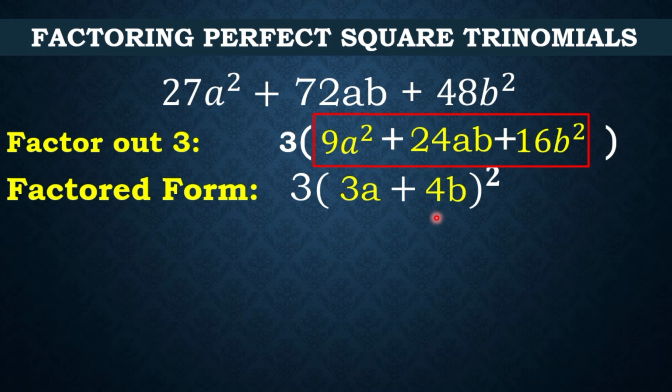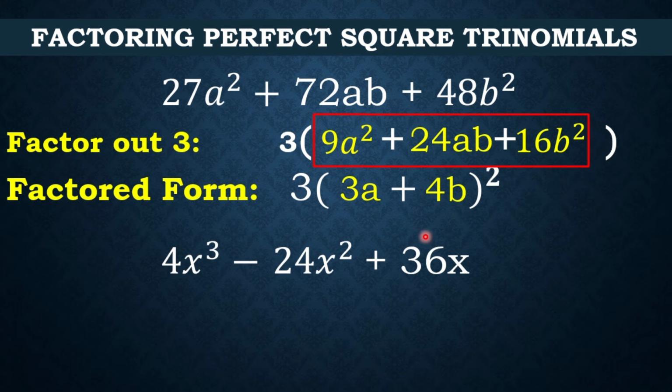So, therefore, our factored form is 3 times the quantity of 3a plus 4b, or pwede rin pong 3 times 3a plus 4b and then 3a plus 4b ulit. Okay, since squared siya. Next. So, I have 4x cubed minus 24x squared plus 36x.